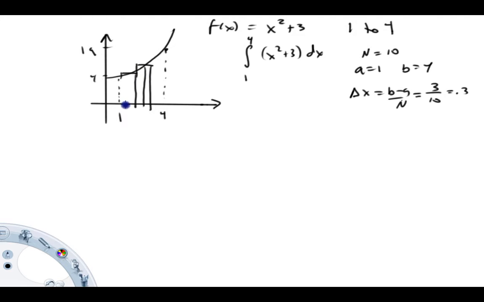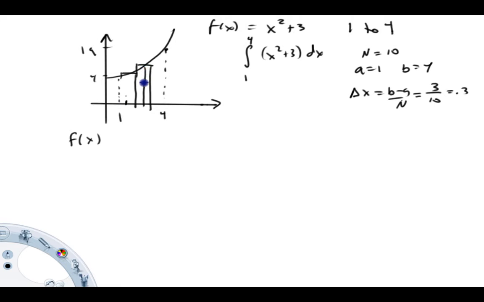Notice that the first rectangle area is length times width. The width we know to be 0.3. Here's a very important fact. The length is the function value at this x coordinate right here, which would be 1 plus half of a delta x, for any delta x.